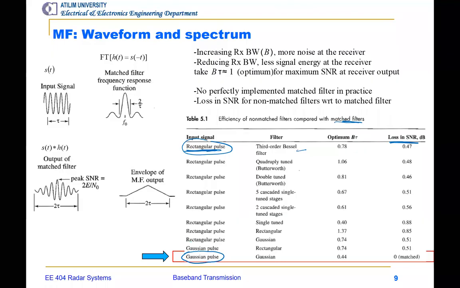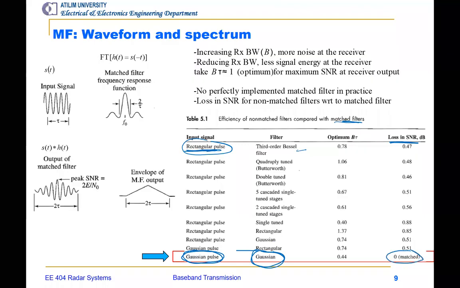As you see, once the signal is Gaussian, its matched filter will be Gaussian too. This is good, which means that there is no loss in SNR. So that's simply the matched filter.